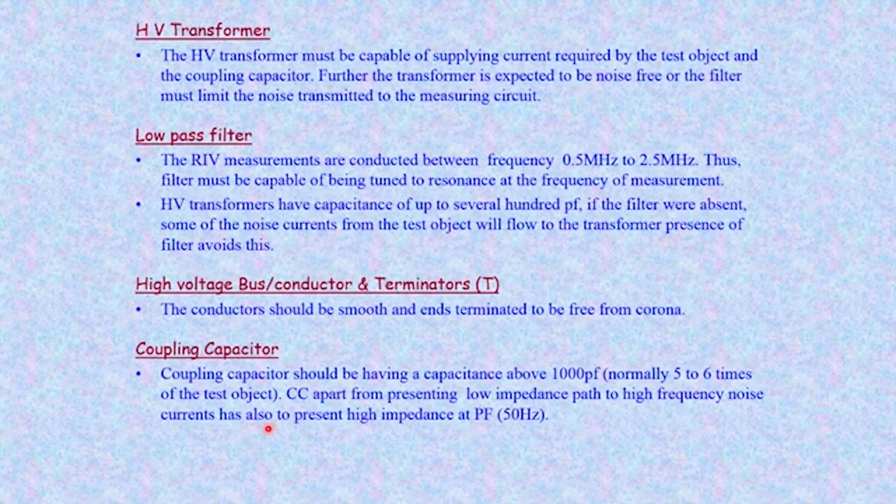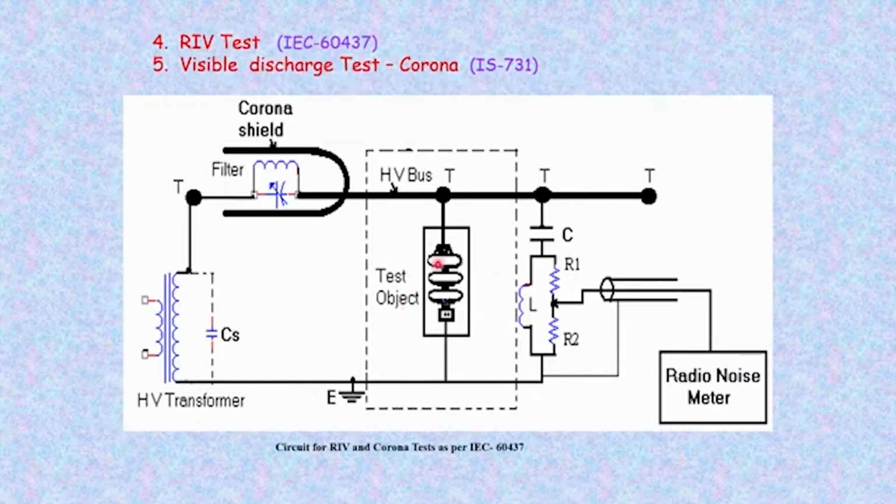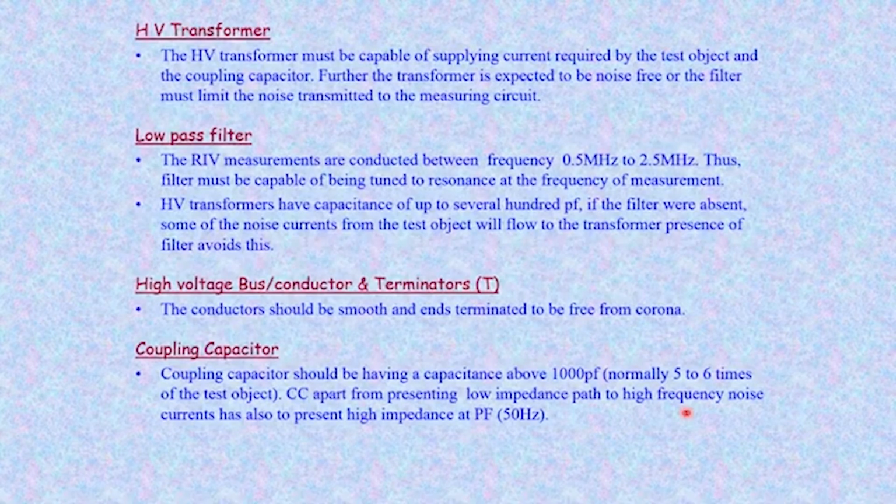So, the test object, if it is an insulator string, how many insulators are there? For a 400 kV, there are 23 to 25 insulators. Each insulator is typically around 40 to 60 pF. So, the total capacitance of the insulator string is taken into consideration, and 5 to 6 times the capacitance of the test object should be the coupling capacitor value. That is an important point to be noted.